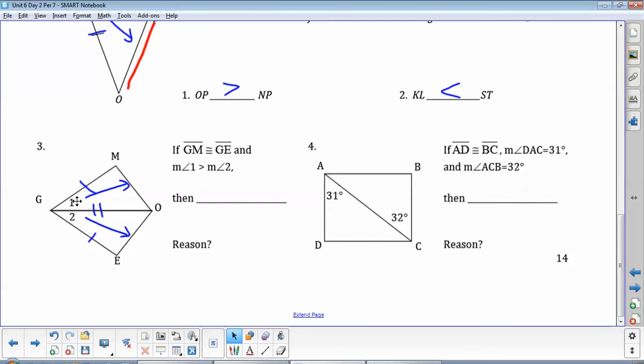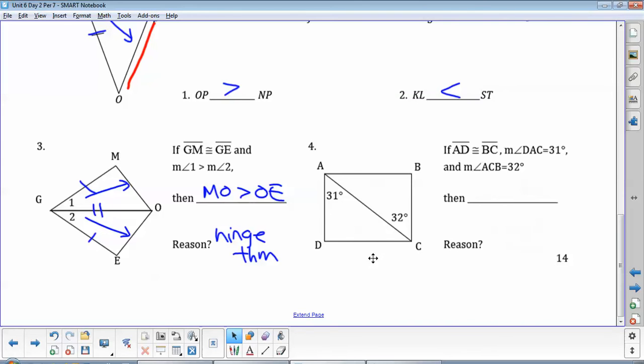So because the measure of angle 1 is greater than the measure of angle 2, I know the distance between M and O must be greater than the distance between O and E. So that's going to be my conclusion: the distance between M and O is going to be greater than the distance between O and E. And the reason is the theorem that we learned above. Your textbook calls it the side angle side inequality theorem, but most people just call this the hinge theorem, and that's okay with me. So that's the hinge theorem, which is the theorem you had up above.